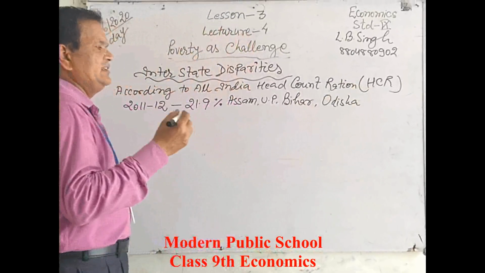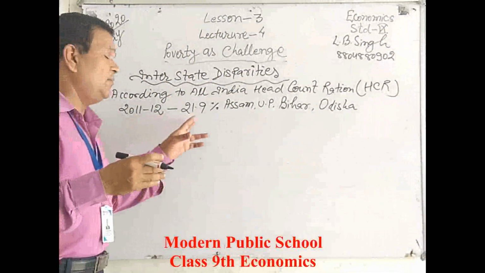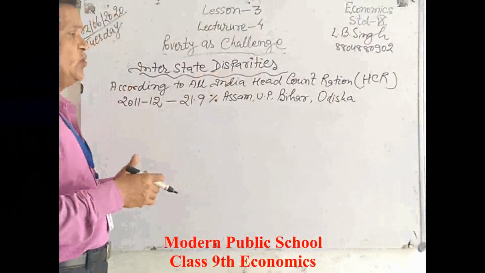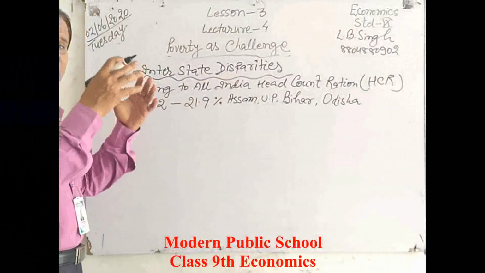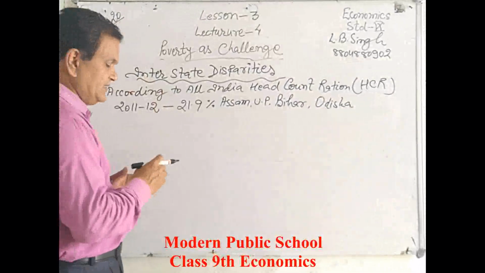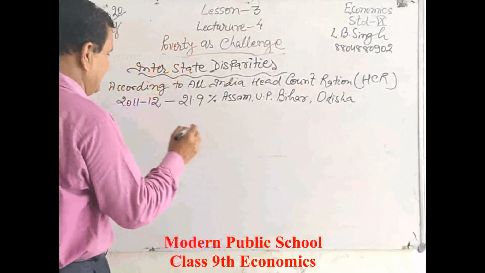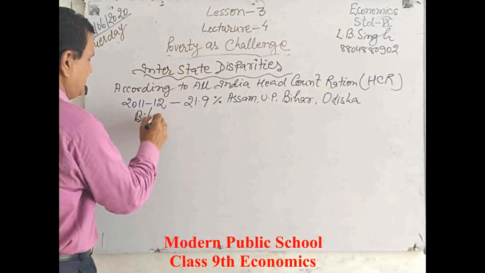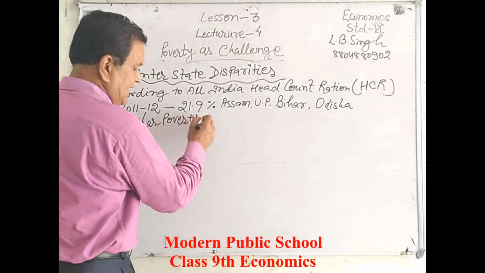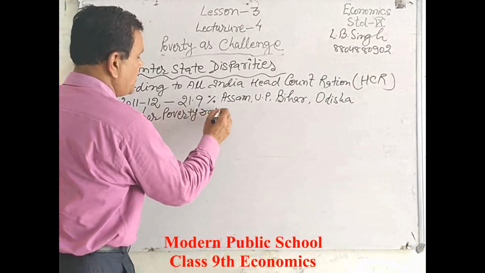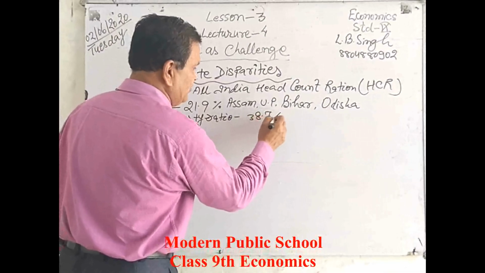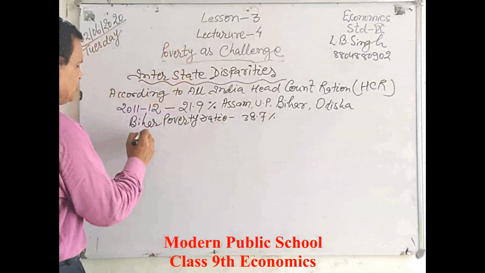These states have very poor people, but they are trying to remove the poverty by utilizing different resources. These resources will be mentioned by me just now. See, Bihar, that poverty ratio is 38.7. You can see on the second position Odisha.